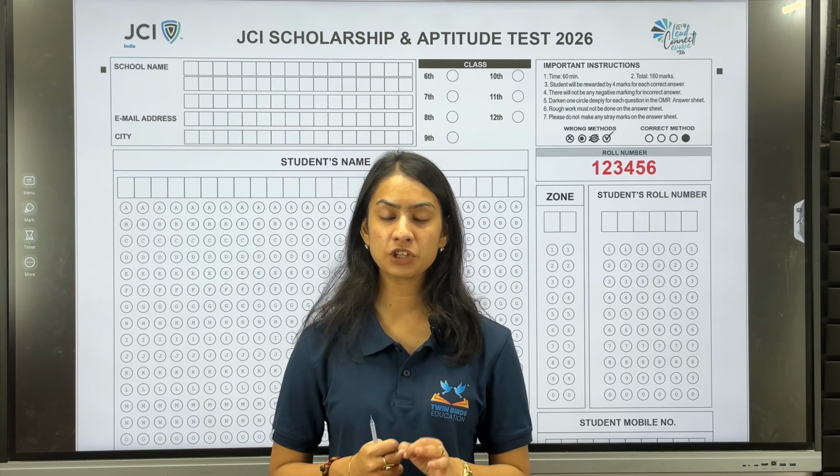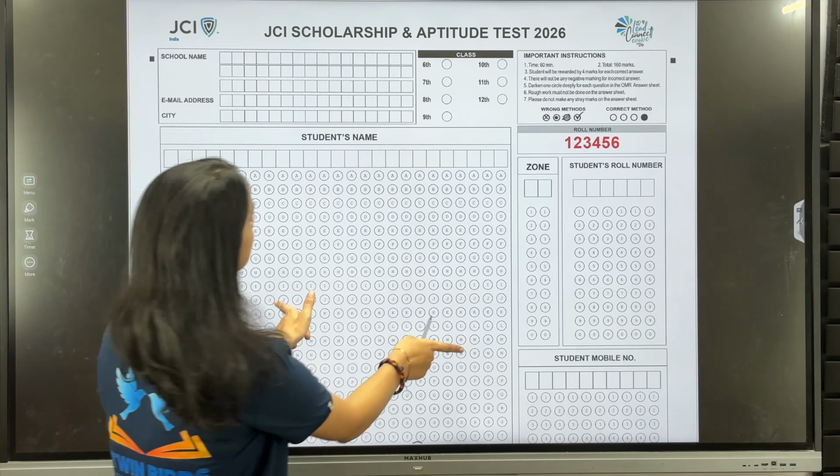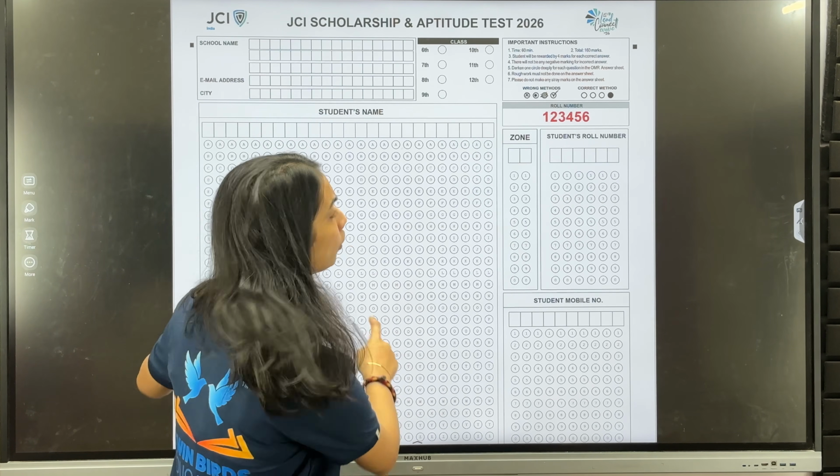Today I will be introducing you to the OMR sheet, how you can fill this OMR sheet. This is your OMR sheet. When you give the exam, you will get the sheet. How can you fill the sheet?